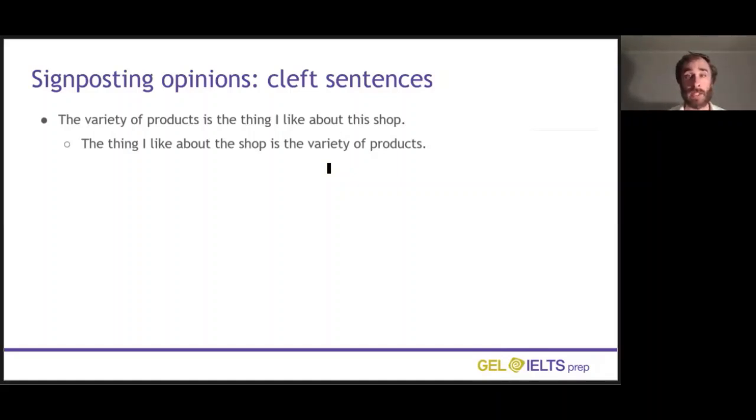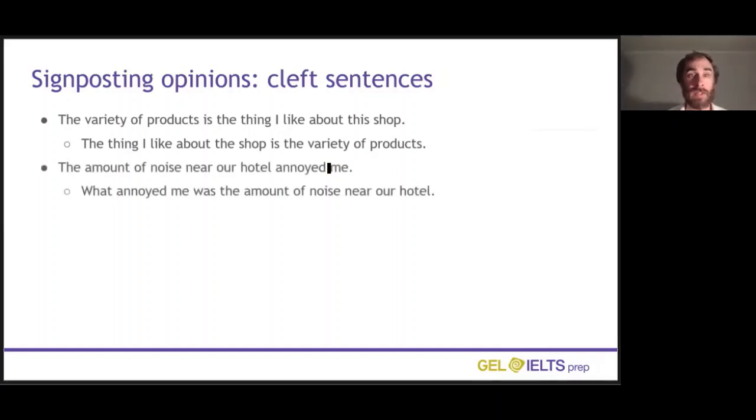We don't only have to do this with the verb be, we can use other verbs. The amount of noise near our hotel annoyed me. So the subject is the amount of noise near our hotel, and the object is me. The verb is annoy. If I want to make a cleft sentence here, I move annoyed to the beginning and I use what as a replacement subject. So what annoyed me was the amount of noise near our hotel. So I've added the word what and I've added the word was.